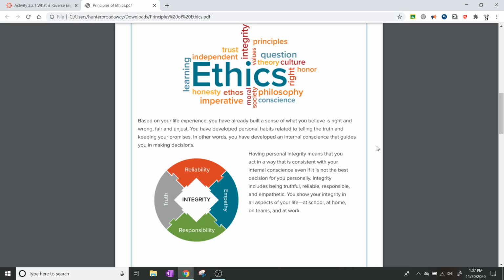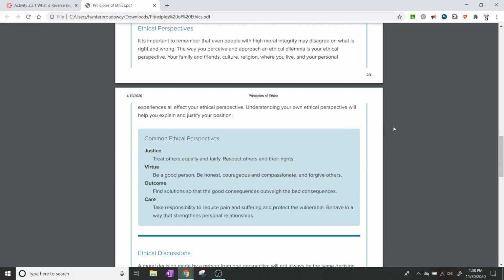Okay. Let's see here. Integrity includes being truthful, reliable, responsible, and empathetic. You should show integrity in all aspects of your life, at school, at home, on teams, and at work. I totally agree with that statement. I think that's a really good one to make. Even as a professional, you need to be able to do those.